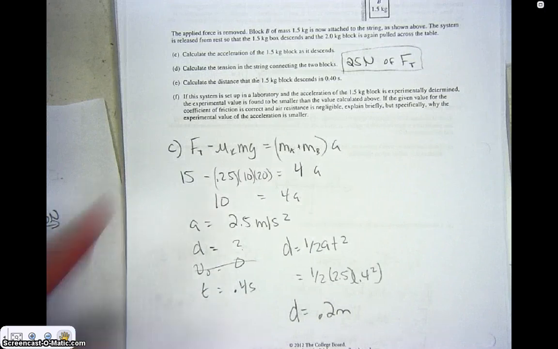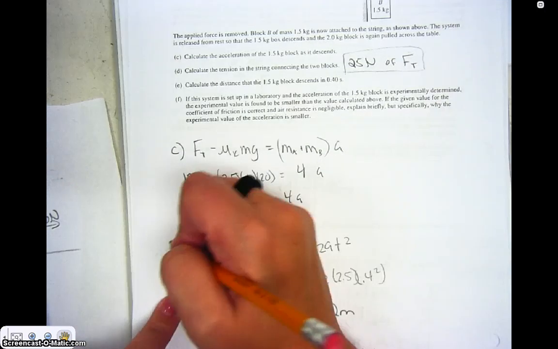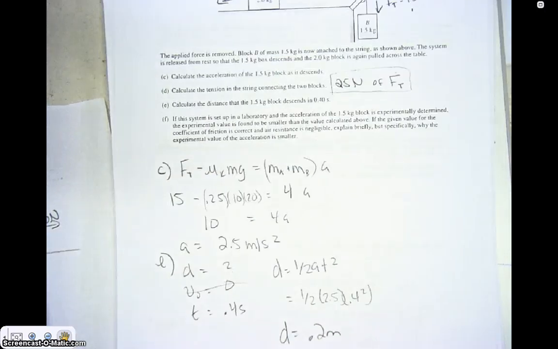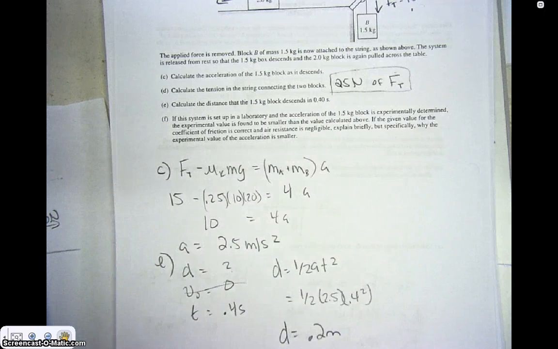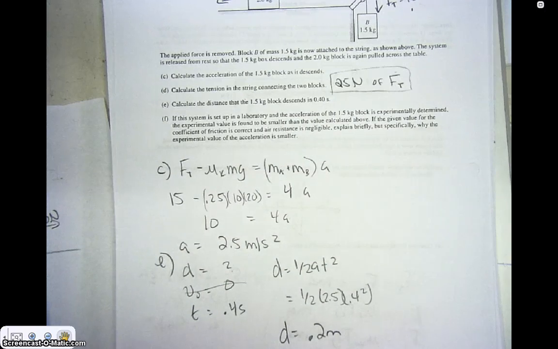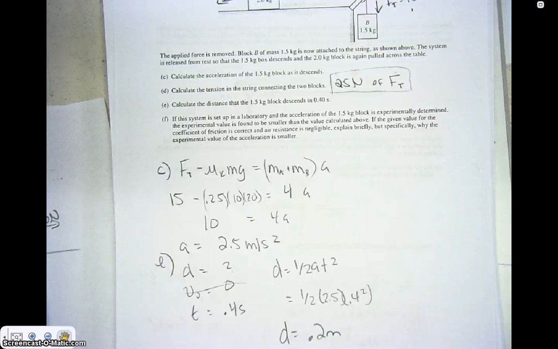Now, part F, so that's part C, this is part D, this is E. Part F says, if the system is set up in a laboratory and the acceleration of the 1.5 kilogram box is experimentally determined, the experimental value is found to be smaller than the value calculated above. If the given value for the coefficient of friction is correct and air resistance is negligible, explain briefly but specifically why the experimental value of the acceleration is smaller.